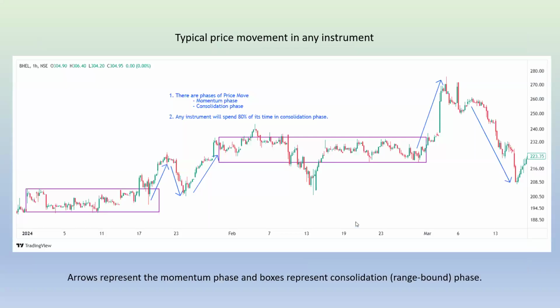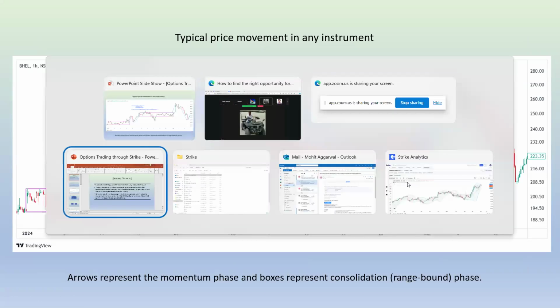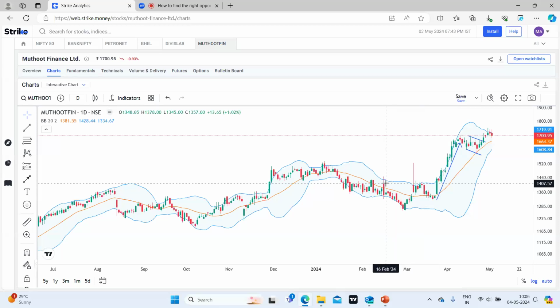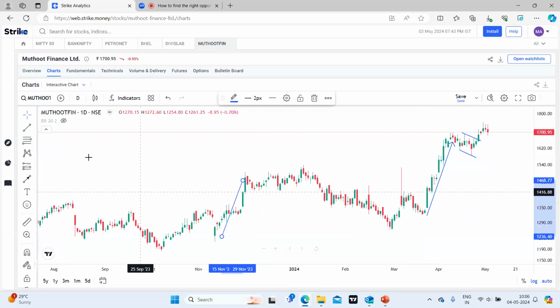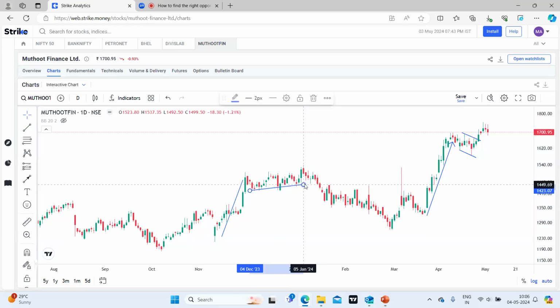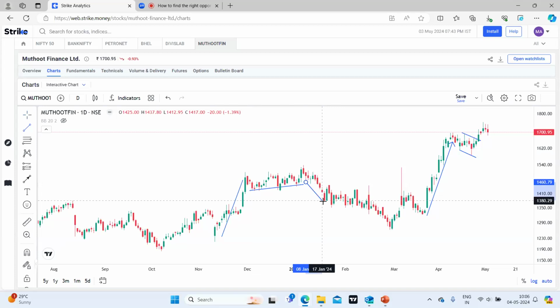Okay. So let's see how the price moves. As you all know, price movement is basically in 2 phases. One is the momentum phase and the other is consolidation. Open any chart and you will see the price moving in consolidation for a long period of time. Whichever chart you take, see here, this is a momentum move, right? This again goes into consolidation.